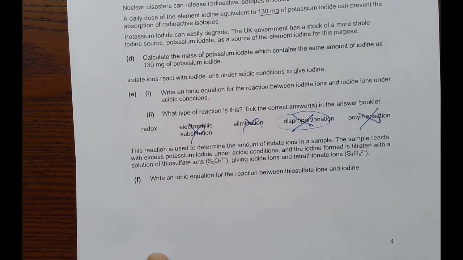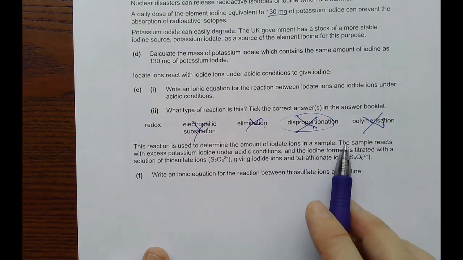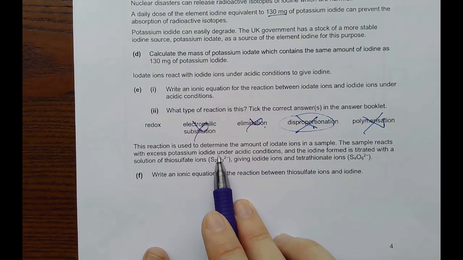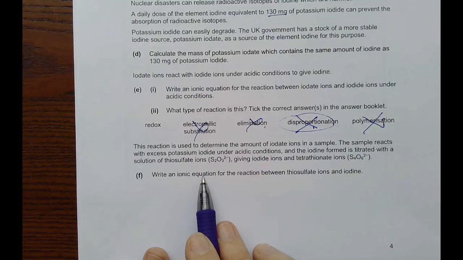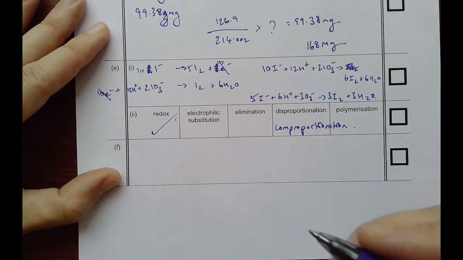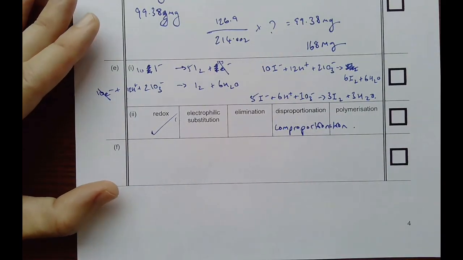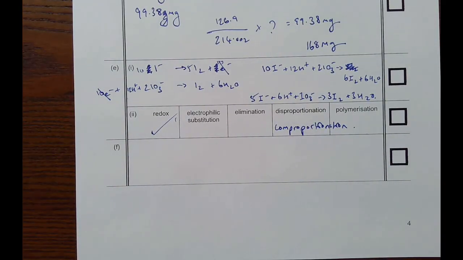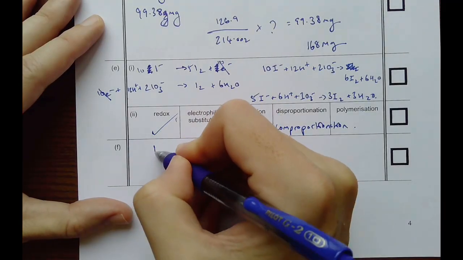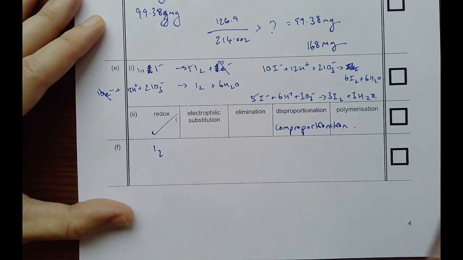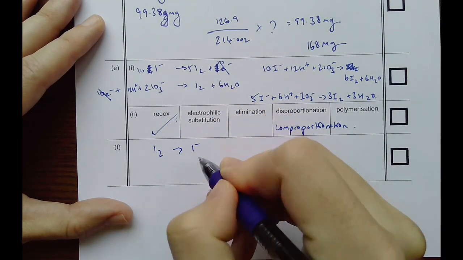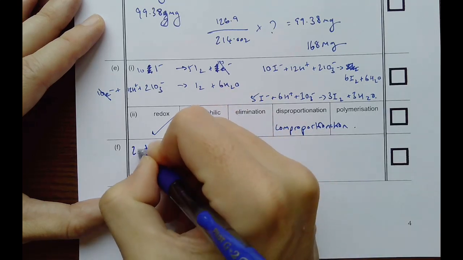The reaction is used to determine the amount of iodate ions in a sample. The sample reacts with excess potassium iodide under acidic conditions, and so on. Then there's the reaction between thiosulfate ions and iodine. So this is the same type of thing again. What we are going to have now is our iodine is reduced to iodide ions, like that.